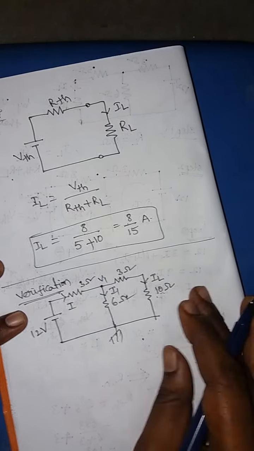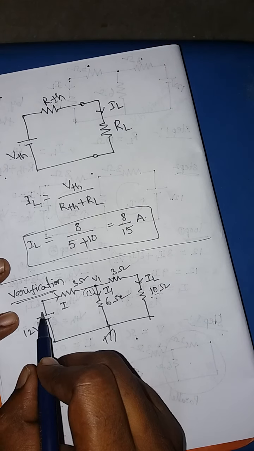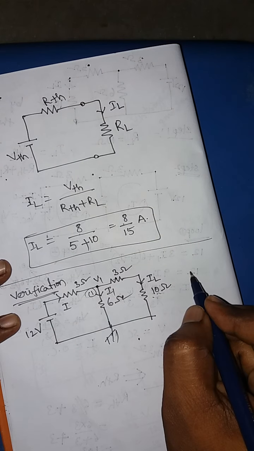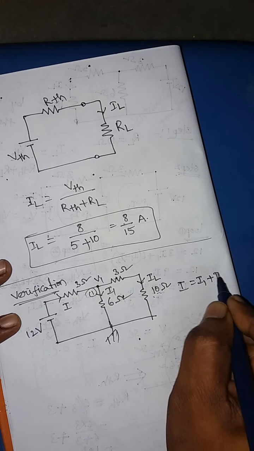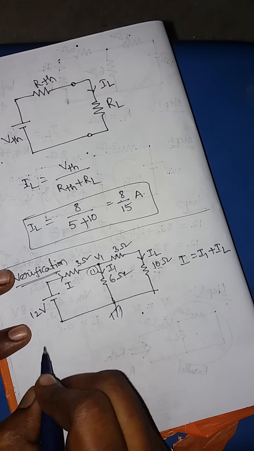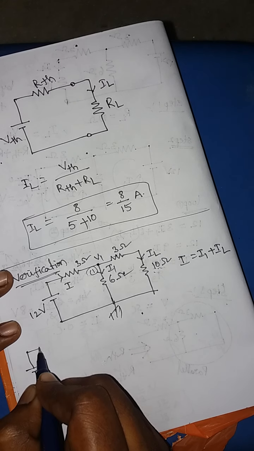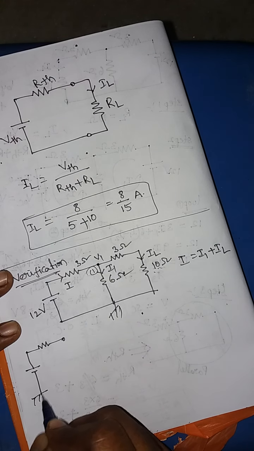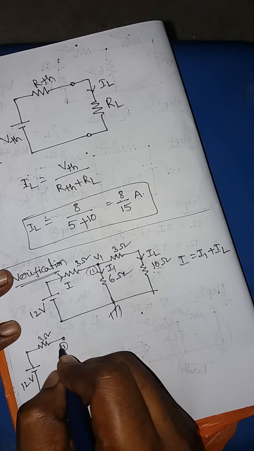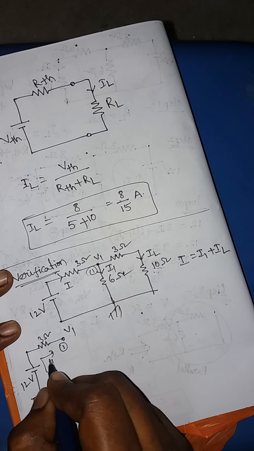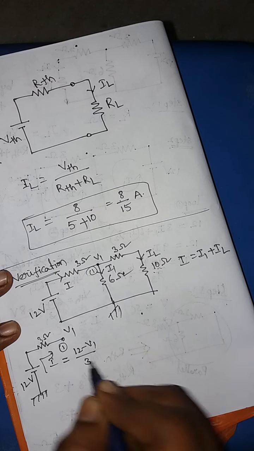is ground. Just to apply the KCL at node 1, that is V1. What is the equation? Sum of incoming current is equal to outgoing current. That is, I is equal to I1 plus IL. Now what is I? How is the I branch? I branch is like this: 12 volts, 3 ohms, V1. So this is I. Hence I is equal to 12 minus V1 by 3.